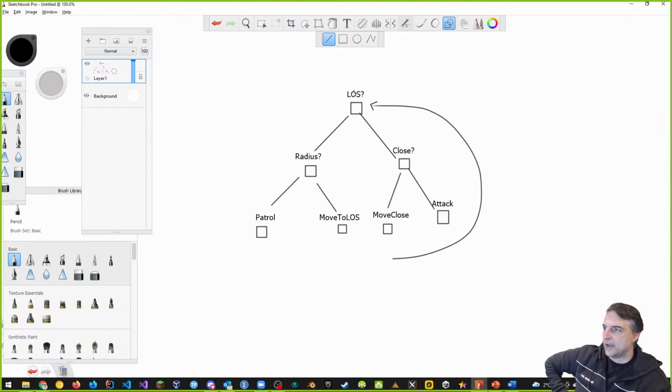Okay, do I have line of sight? I always check every single time. Yes. Okay, am I close to the player? Yes. Attack. That's how it would work. That's how a tree would work. And it would work differently than the state machine, because this one maintains state.